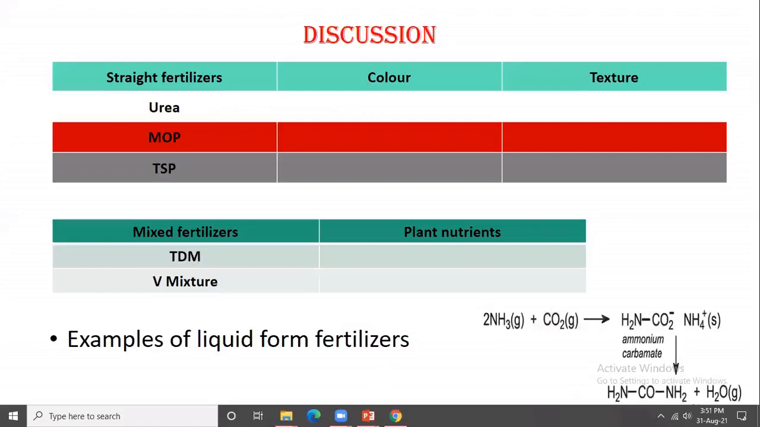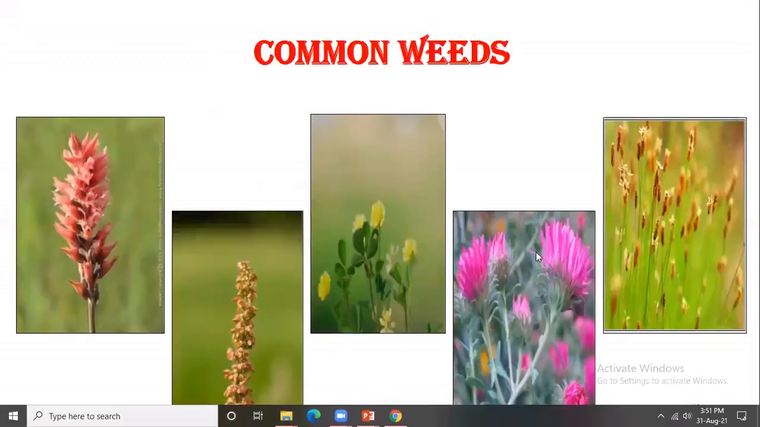That's what I teach. Then we discuss urea, MOP, TSP, color, texture, and what nutrients are available in urea, MOP, TSP, TDM, B1 mixture. Example for liquid fertilizer. And this is the chemical formula; the chemical equation you can identify and write it.